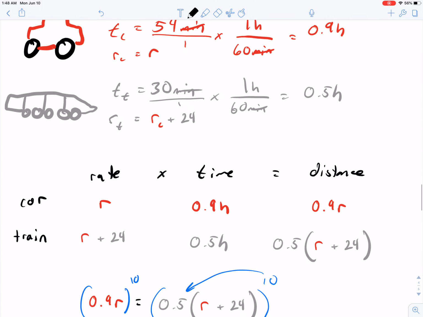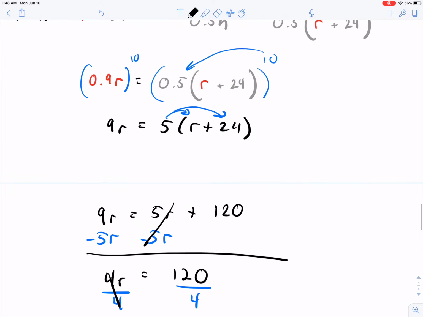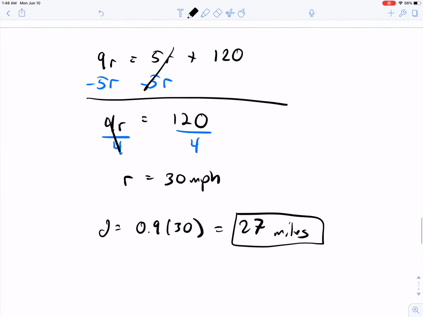So if r is 30, then 30 plus 24 is 54. Half of that is 27 miles. So we get the same distance if we plug this into either case. Okay, so this is a reasonable answer. He can travel 27 miles. If he's doing 30 miles per hour, he could be on the street. It's a reasonable distance. And we checked it in both. That's about the best we can do here.